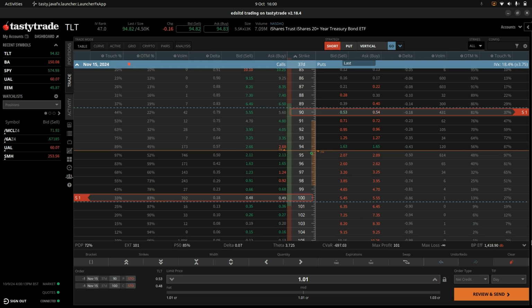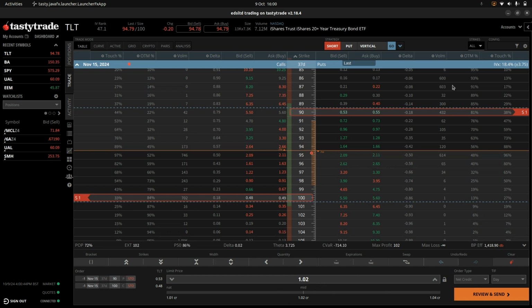In order to open this position, the broker is going to require just over 1.4k in buying power. It is quite a lot of buying power that's required for the premium. It's not the greatest return on capital. That is partly due to the implied volatility being 18.4%. So that is another thing you want to keep in mind. You want to make sure you're getting paid a decent amount. By all means, this is a decent amount to get paid. It's not bad by any means.